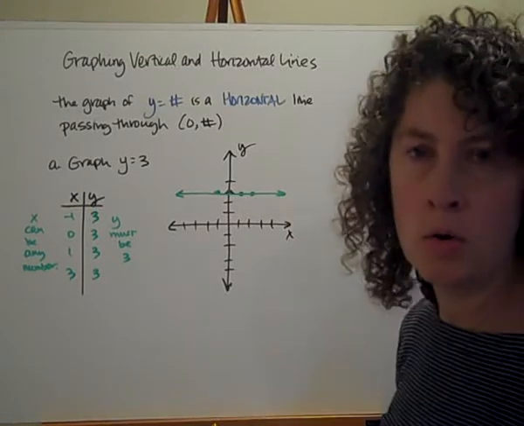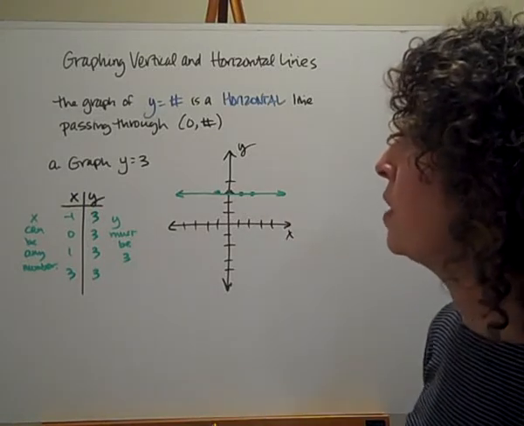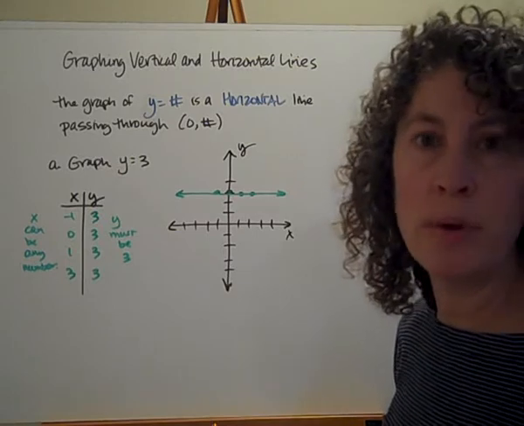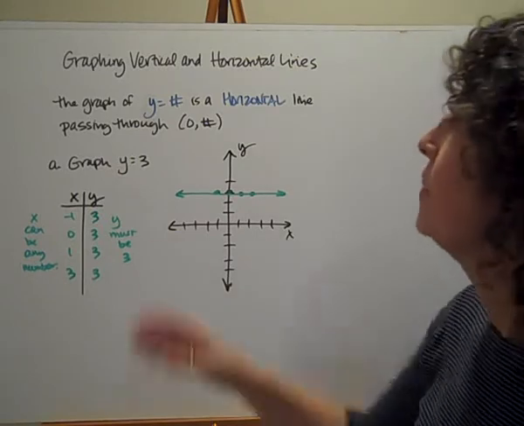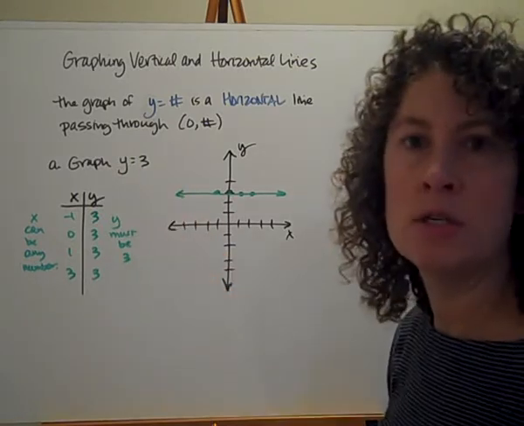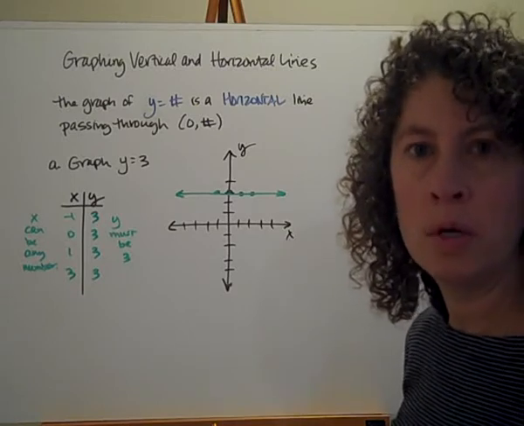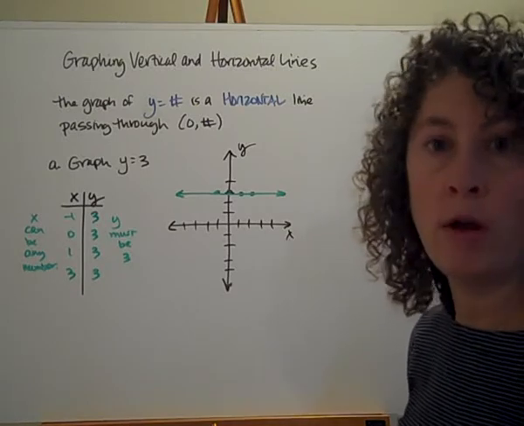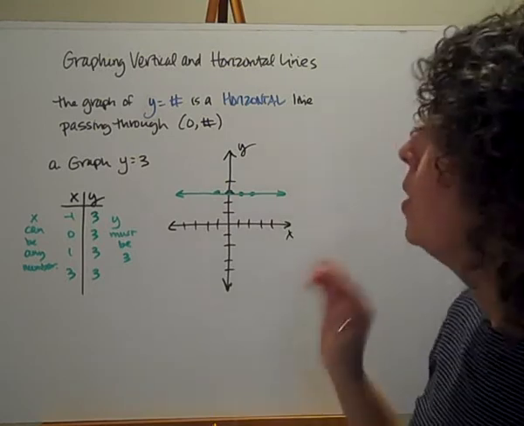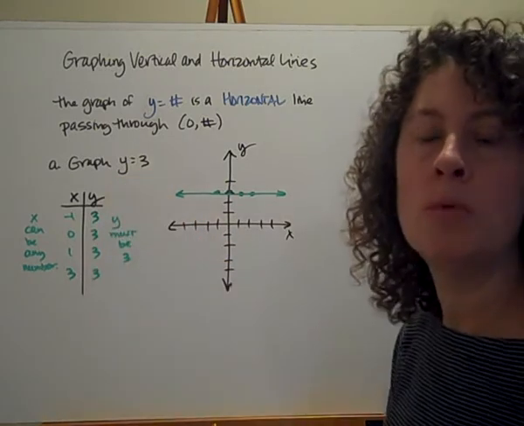Graphing vertical and horizontal lines. So we have two types of equations that are kind of what I consider special equations when we go to graph them. What we'll notice in these equations is we're graphing on a coordinate plane, which requires that we have two variables, because I need an ordered pair. But when we look at the equation, you will only see one variable.